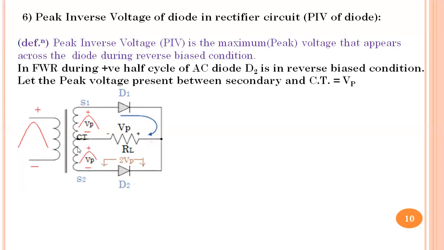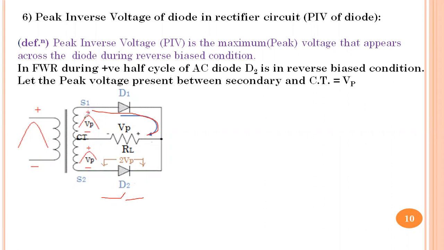Here the primary and secondary are there. Input is at positive half cycle. The same half cycle is produced between S1 and CT and between CT and S2. Presently here, diode D1 is in on condition, but D2 is in off. So D1 can conduct very easily, right? But no current can flow through D2 because D2 is in off condition. That means it is under reverse bias condition.